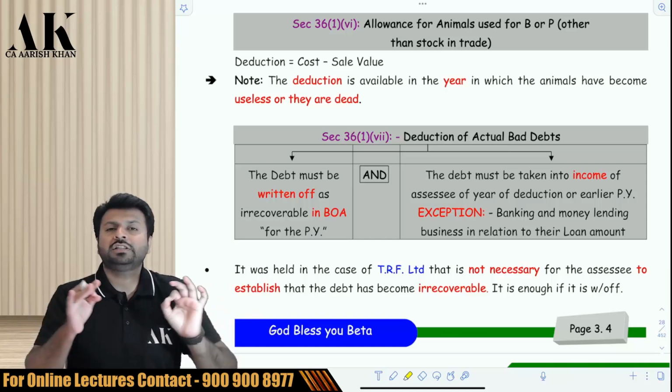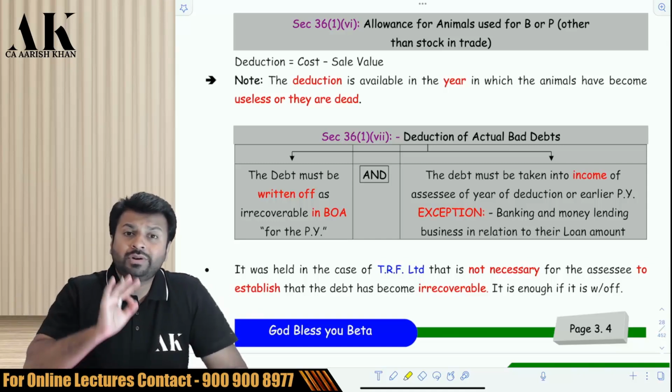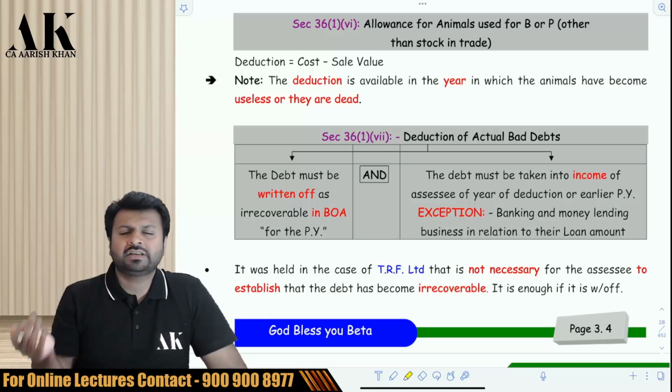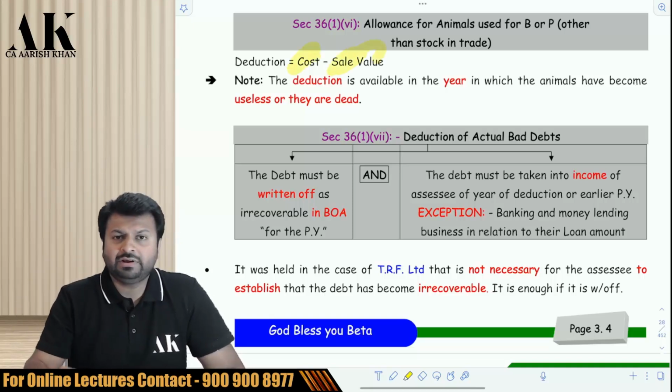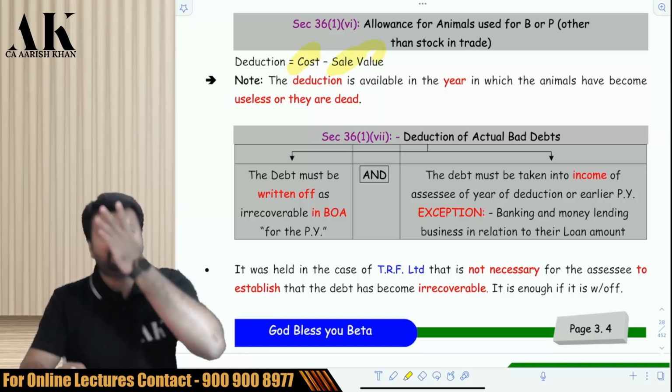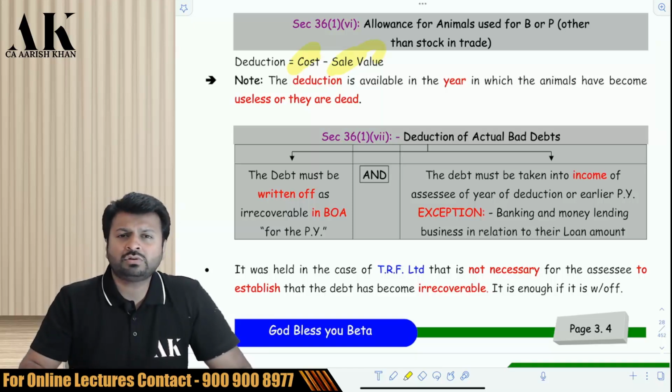You will not get the deduction in the year of purchase. Be very careful. You will get the deduction in the year of sale, in the year in which the animal is useless or dead. And how much deduction will I get? You'll get the deduction as cost minus sale value. Suppose you have bought the animal for 30,000 and now the animal is useless or dead. You are selling it for 2,000 rupees. So 30,000 minus 2,000, 28,000 will be allowed as deduction to you. Okay, I hope it is clear to all of you.